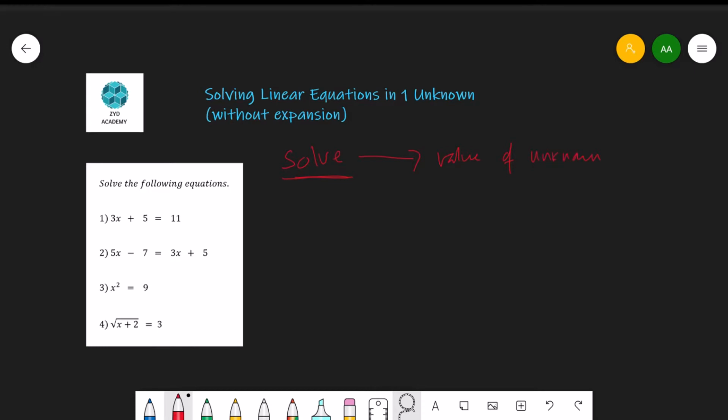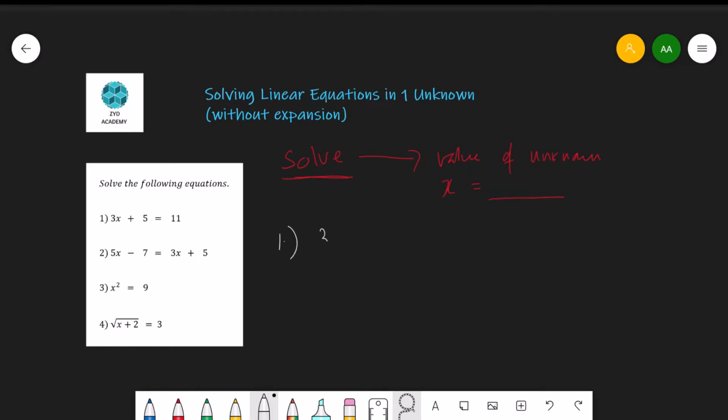What is the unknown? What's the value of the unknown? In all our examples, our unknowns are x. So at the end of the day, you must tell us that x is equal to a certain value. It can be a whole number, a decimal, a fraction, or it can also be a negative number. No problem. So let us go into the first example, the first question here.